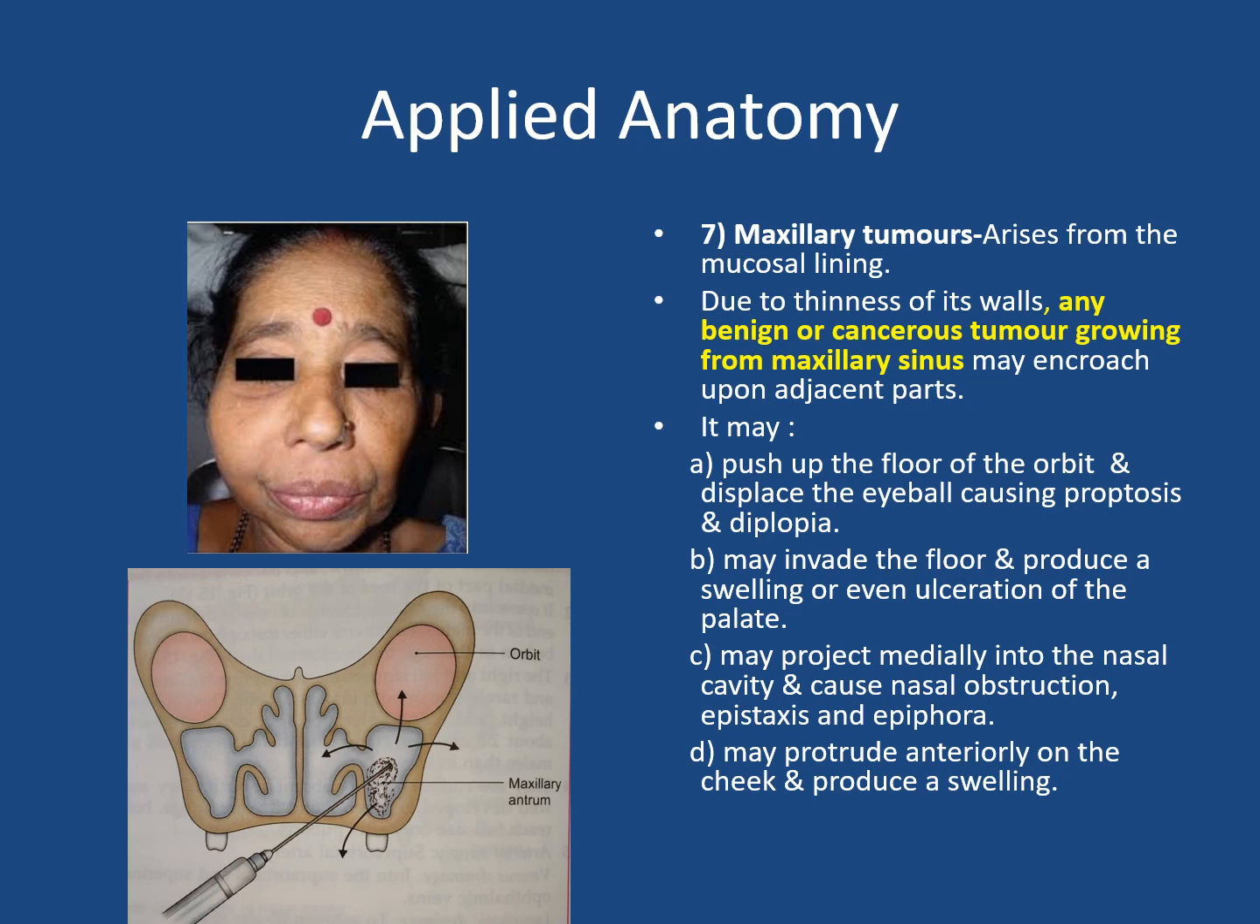Epiphora means overflow of the tear, and it will occur because if the tumor goes medially, it will block the nasolacrimal duct, which normally drains the tear fluid. So that is why it will result in epiphora also. Or the tumor may protrude anteriorly on the cheek, producing a swelling. So the lady in the picture, the tumor is growing anteriorly into the cheek, and so we can see a swelling.